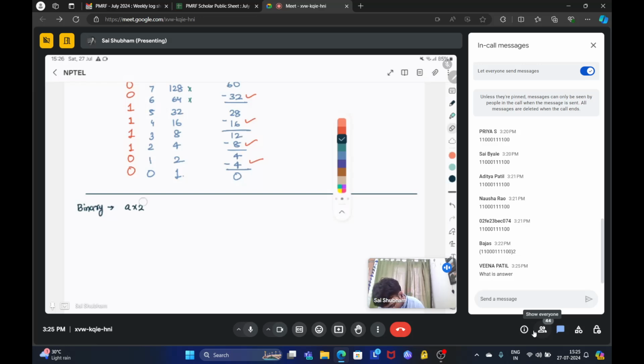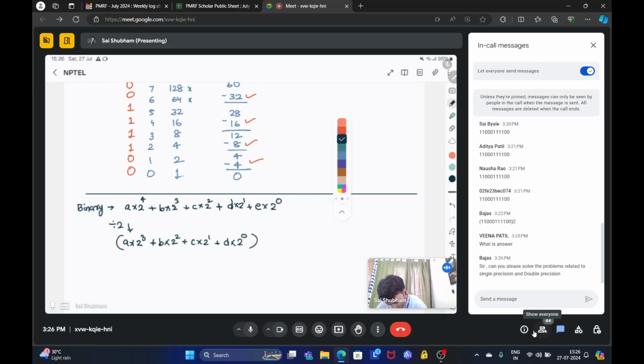So any number is represented in this form. Now when you divide by 2, you will get this as your quotient, and your remainder will be E. So this is your last bit in your binary representation.